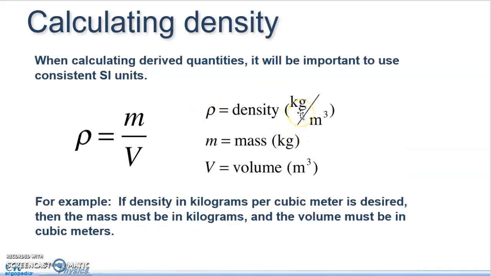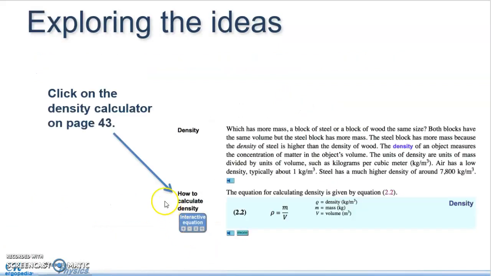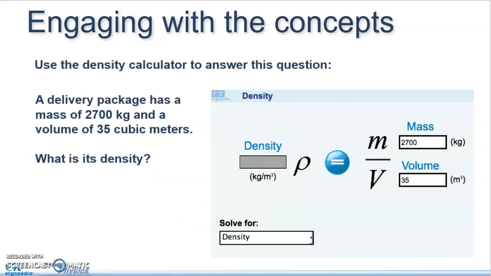All right, so we're working, at least for now, with density in kilograms per meter cubed, mass in kilograms, and volume in meters cubed. But any unit of mass and any unit of volume here could be used to make a density. You just divide the mass by the volume and keep whatever units are used. All right, so go and explore with the density calculator on page 43. You should be able to see that you take these two quantities and simply divide them to get the density.